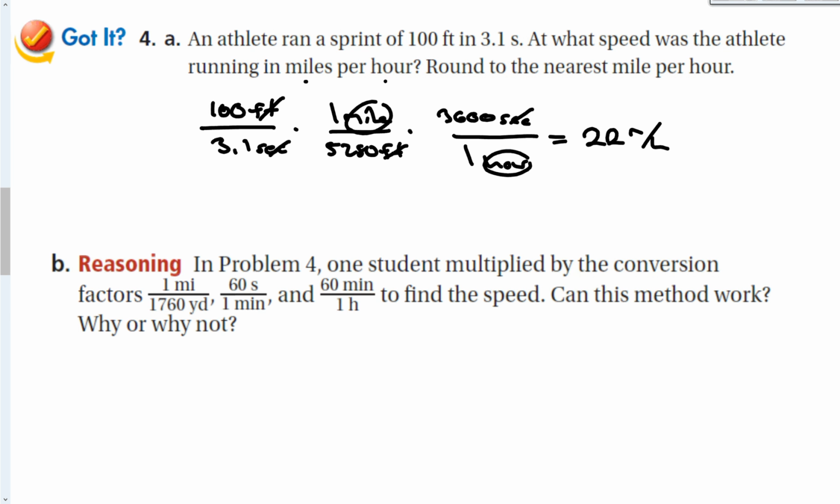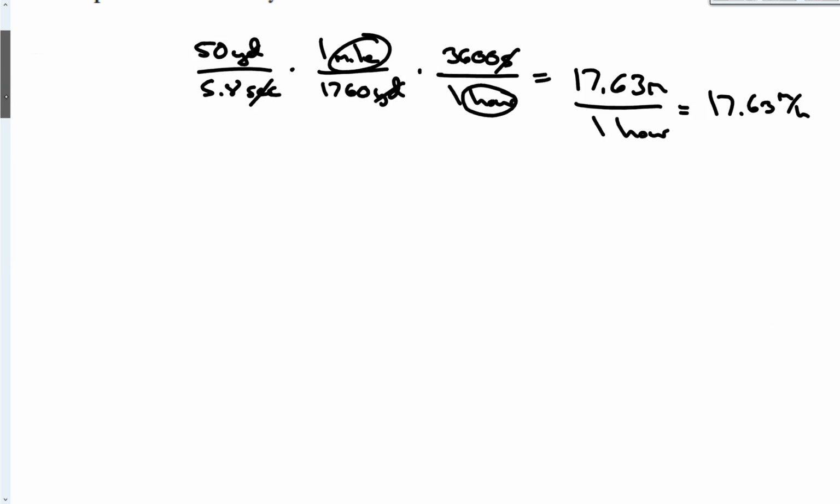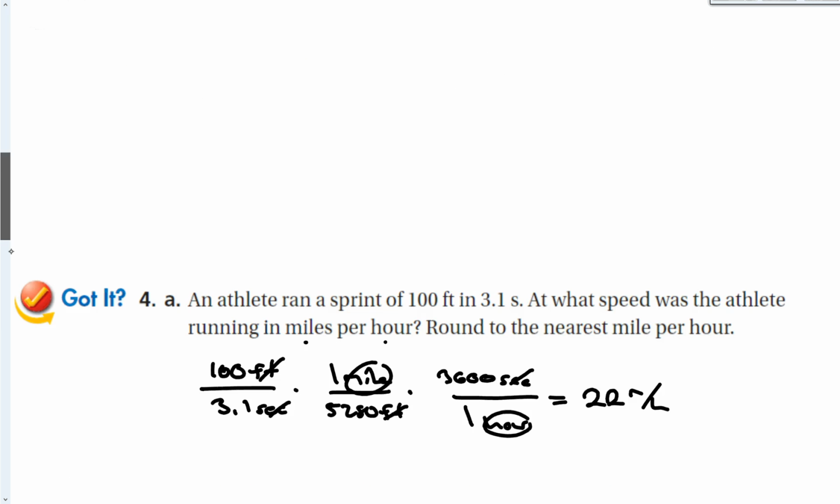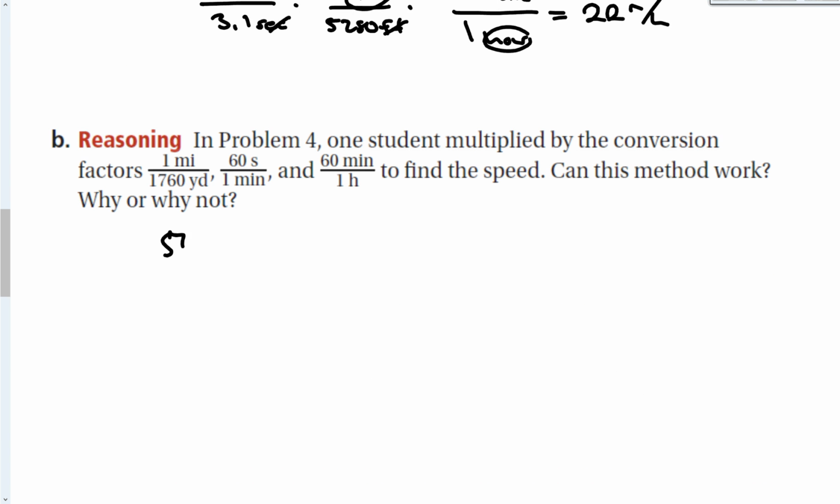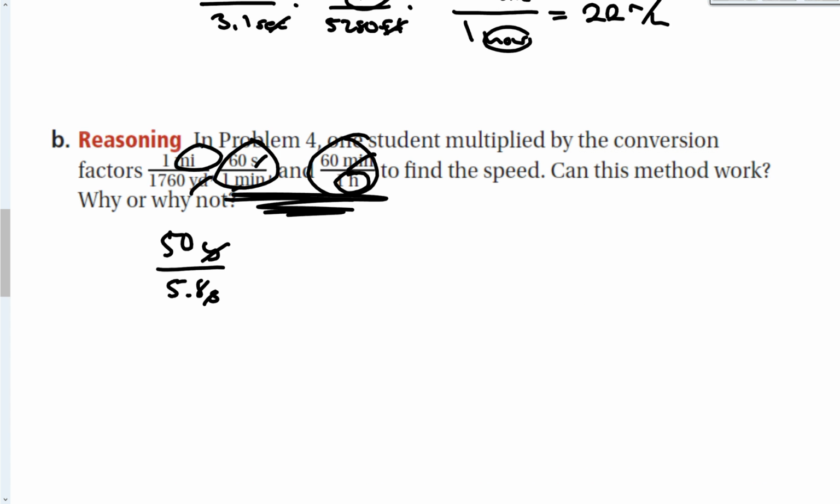So in problem 4, one student multiplied the conversion factors: miles per yards, 60 seconds per minute, 60 minutes per hour. And again, I started with, I believe it was 50 yards in 5.8 seconds. So that's 50 yards in 5.8 seconds. The yards cancel, the seconds cancel, the minutes cancel, and I'm again left with miles per hour. There's just one extra step here. Okay, so we have 2 conversion factors instead of the 1.